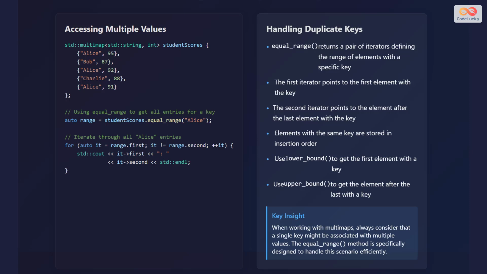In addition to equal_range, you can use lower_bound to get an iterator to the first element with a given key, and upper_bound to get an iterator to the element just past the last element with that key. When working with multimaps, keep in mind that a single key can be associated with multiple values. The equal_range method is specifically designed to handle this scenario efficiently.